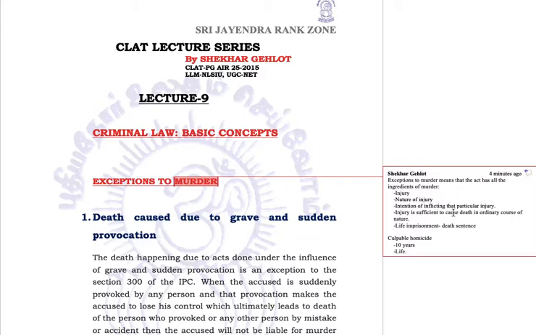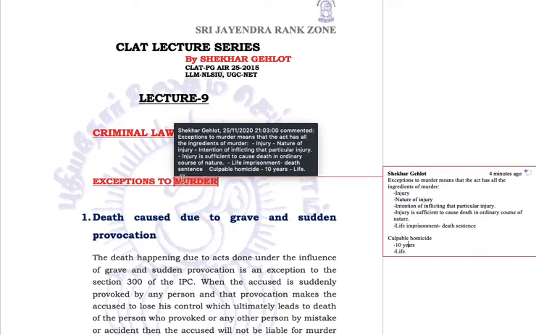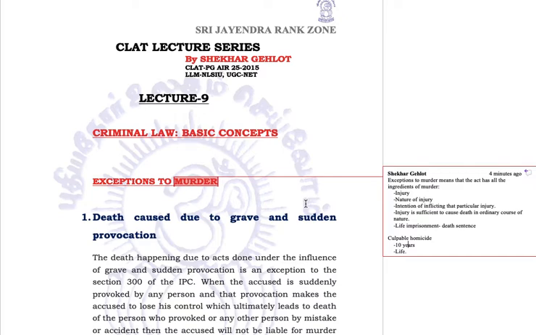Now when we talk about exceptions to murder, like we discussed the exceptions to crime, exceptions to crime provide you a kind of absolute immunity in some cases, so that there won't be any case against you if you commit a crime in those circumstances. But exceptions to murder are not like exceptions to crime.